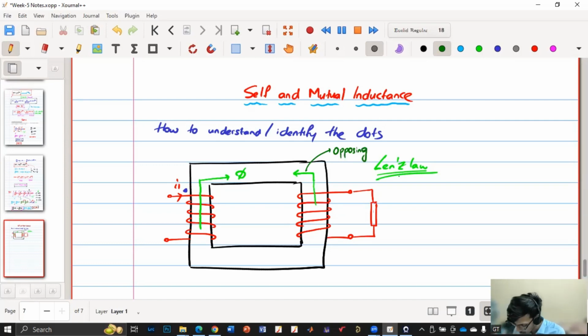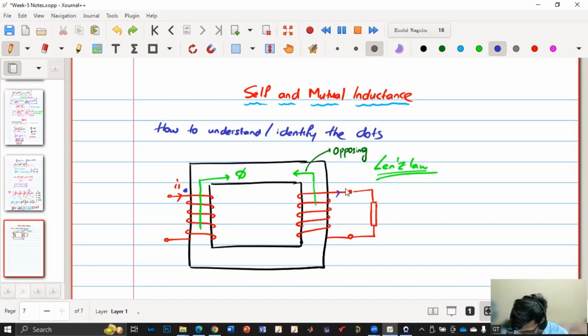So for this turns ratio, there are two possibilities. One, the current is flowing in this direction. The other, the current is flowing in this direction. So in what way is the current flowing? Say first we assume this direction. If the current is flowing in this direction, how will the flux be, top or bottom? Top.